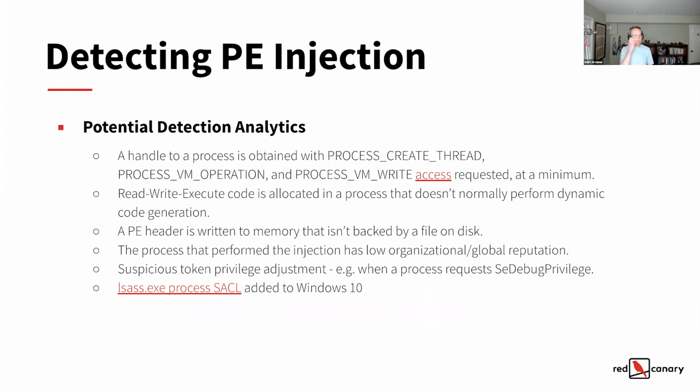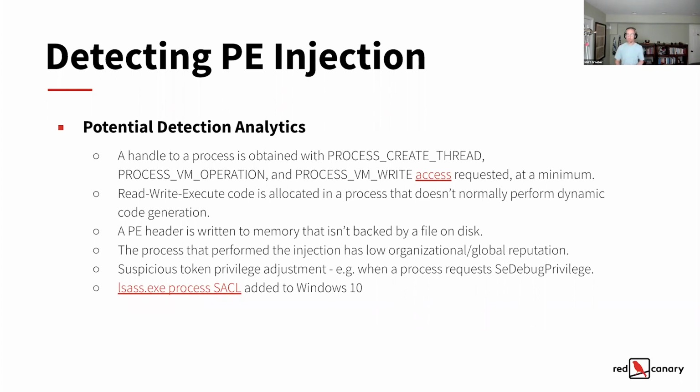So how might we go about detecting PE injection? Here are some heuristics that could possibly be considered, assuming we had the relevant telemetry to capture this. The first would be that a handle to a process is obtained, requesting at a bare minimum process create thread, VM operation, meaning memory operations are going to be performed on the target process, and VM write, memory writes will occur to that target process.